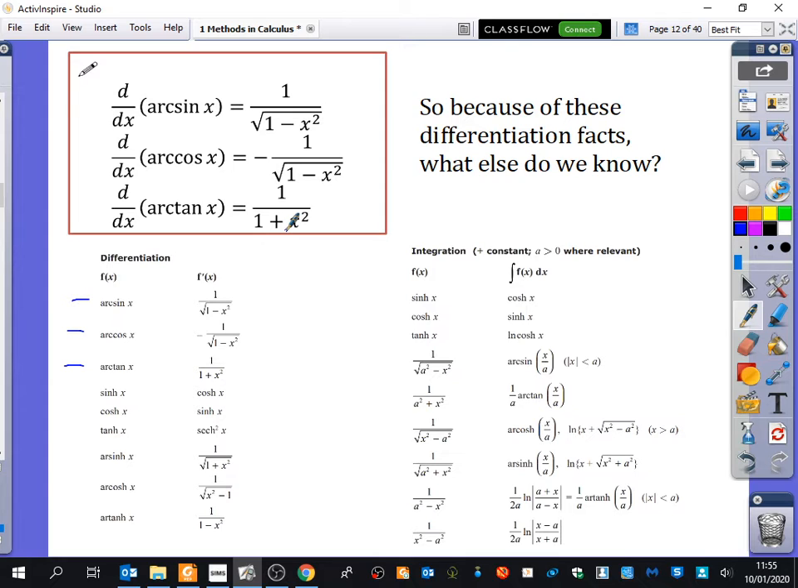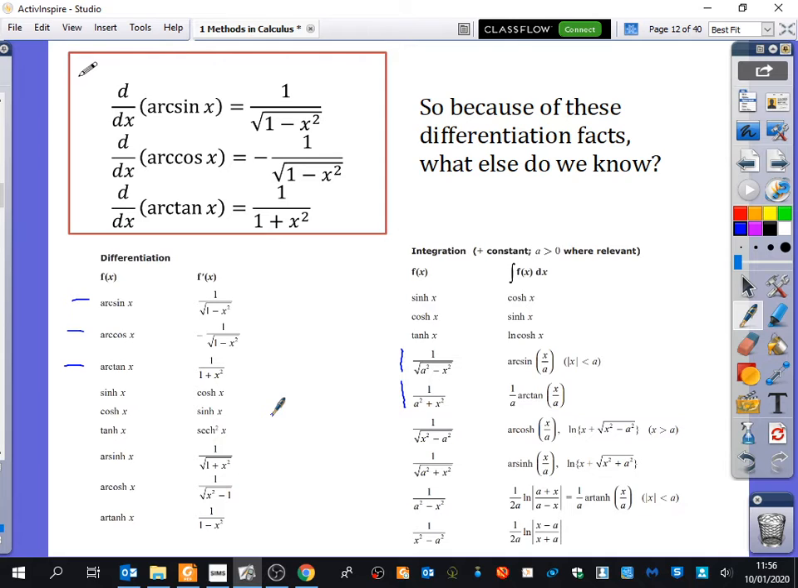The ones that we should be using are this one and this one that we've got here. Why is there nothing that's integrating to arccos? Why have they only got arcsine and arctan?